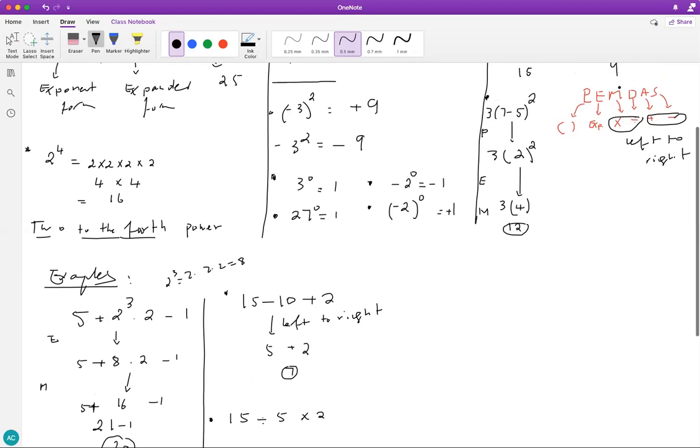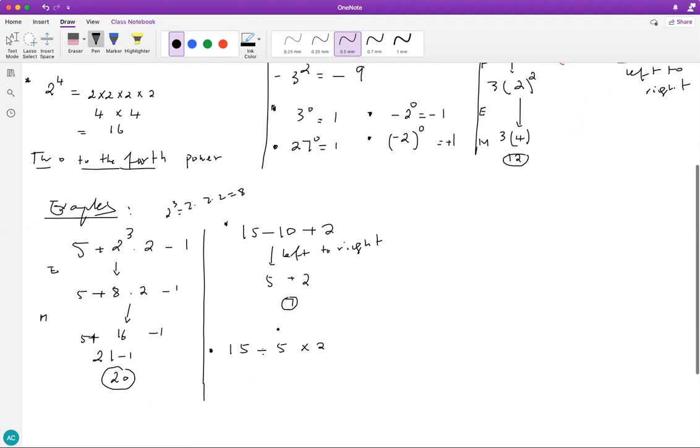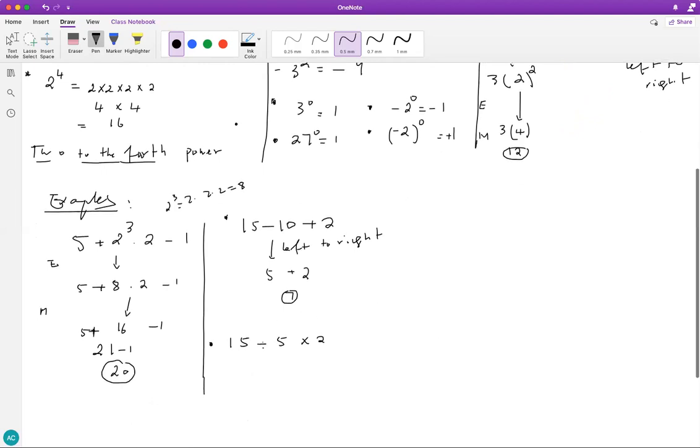Since these two are next to each other, they have to be directly next to each other, not one here and another one there, we do left to right. So we're going to do the left one and then the right one. So this is an exception here.